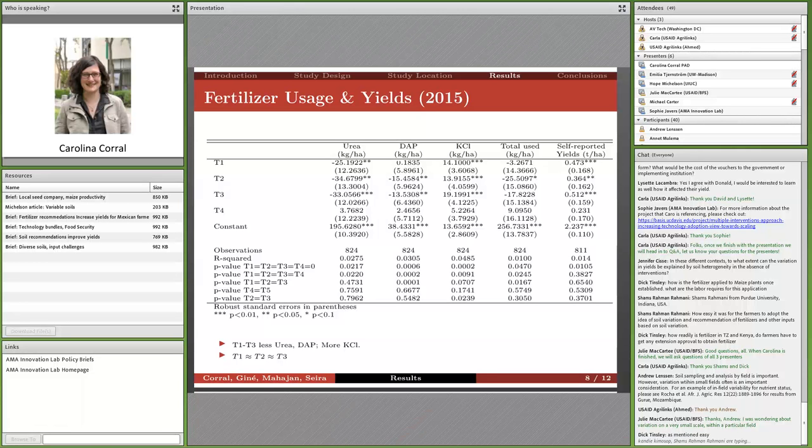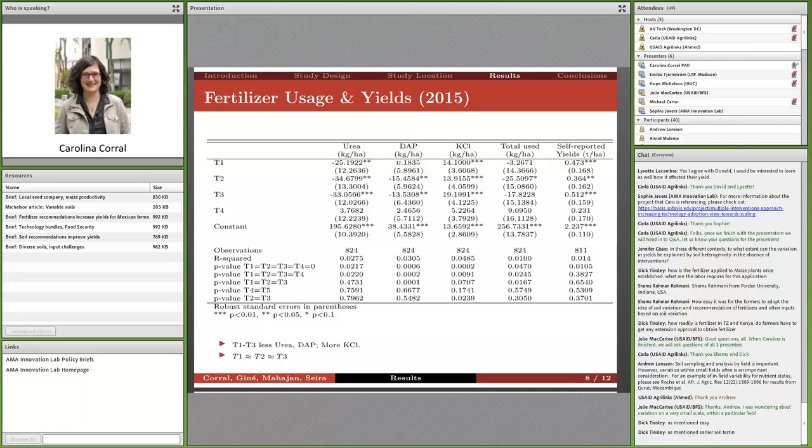So what we see is that obviously the impact seems to be coming from the grant helping people with adoption, but that is also translated into yields, or self-reported yields, at the end of the period.